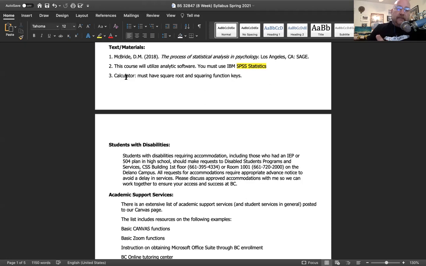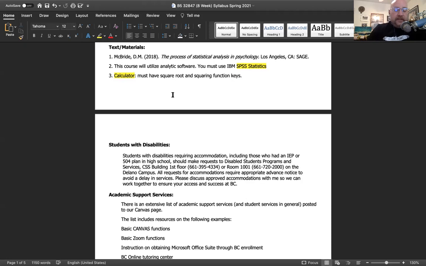A calculator is good to have as well. You don't need a scientific calculator for this course. The most complicated arithmetic we do in here really is squaring numbers and square rooting numbers. So that's pretty simple.